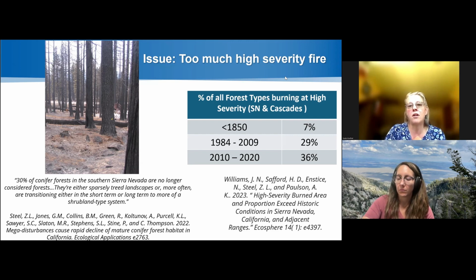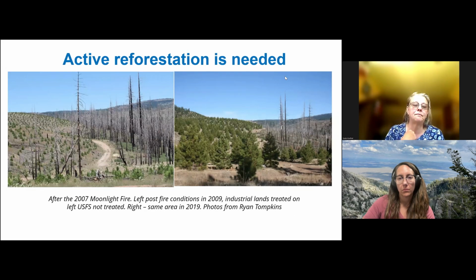But with this project, we've really focused on those high severity fires because of the risk of type conversion in many areas, as the other study that I've quoted here, especially in the Southern Sierra. We're seeing type conversion to shrub ecosystems without active reforestation. Some areas, of course, climate change is making that more difficult, but there's still plenty of wonderful places to plant a conifer in the Sierra Nevada that would benefit from active reforestation.